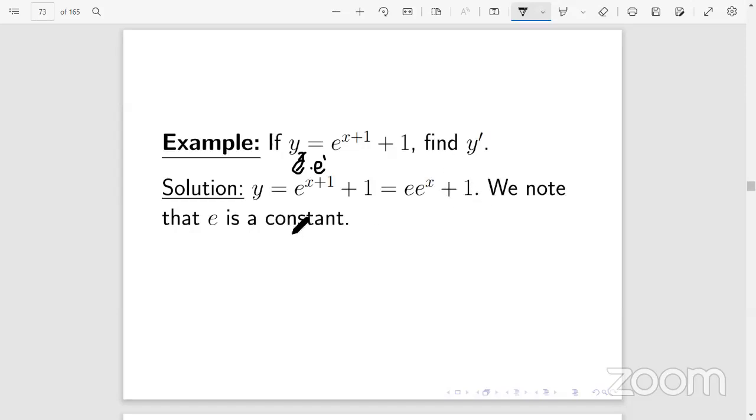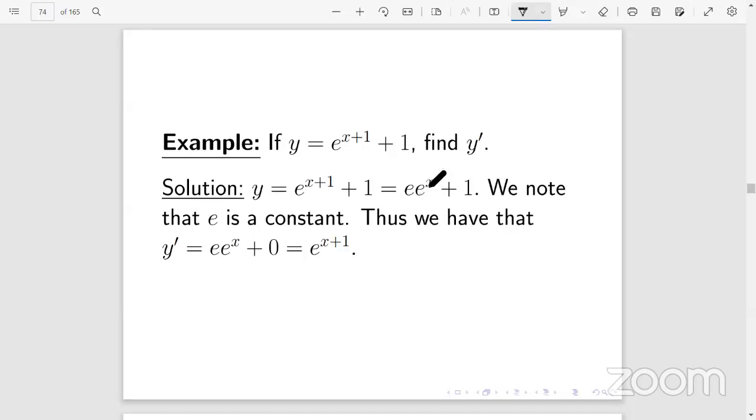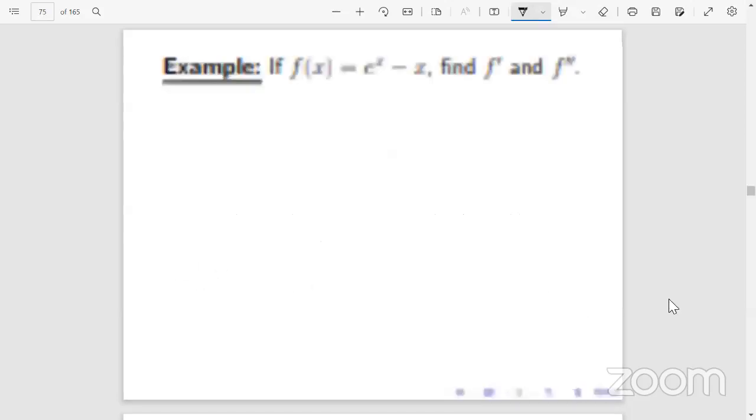And remember I said e is a constant, so this is a function and this is a coefficient, just a constant. Whenever you differentiate a function, you can take out the constant, put it aside and differentiate the function. So differentiating e to the power x, we still get e to the power x. So we still have the constant times e to the power x, and differentiating 1, we get 0. So this is our derivative: e times e to the power x, which is e to the power x plus 1.